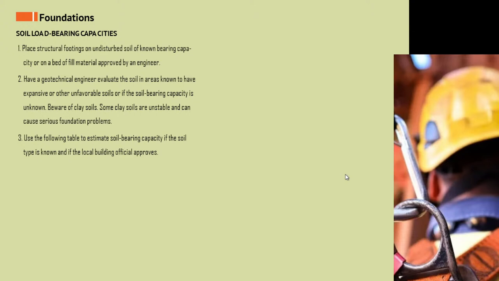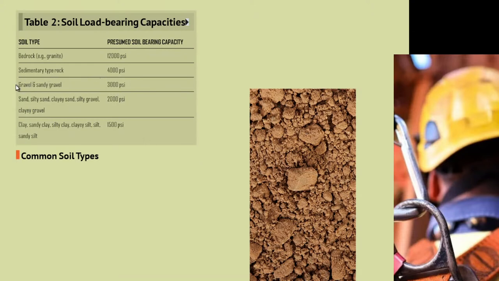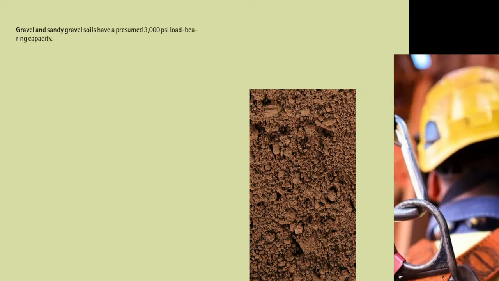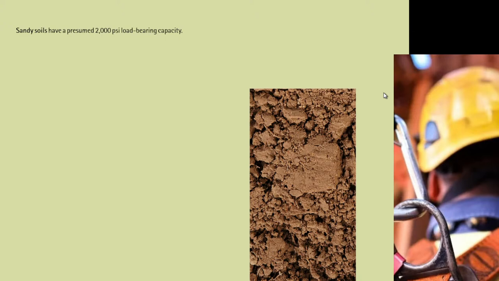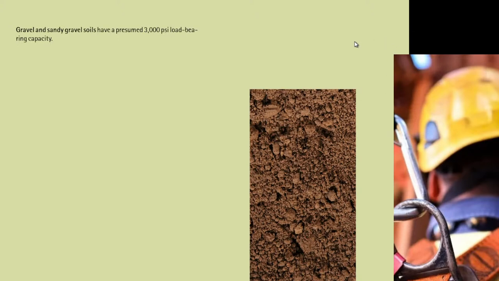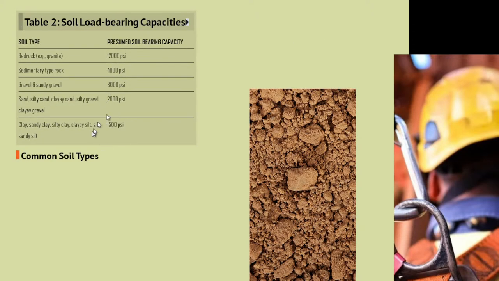Use the following table to estimate soil bearing. So this is the table. For gravel and sand, 3,000 PSI. For sand, silty sand, 2,000. So 2,000 for sandy soil. Gravel and sandy, 3,000. The rest are, for example, clay, sandy, silty clay, 1,500. But there are also strong granite-like soils, 12,000. Granite, very strong material. Sedimentary rocks, 4,000. So we are always from 2,000 to 3,000 in our country, usually.